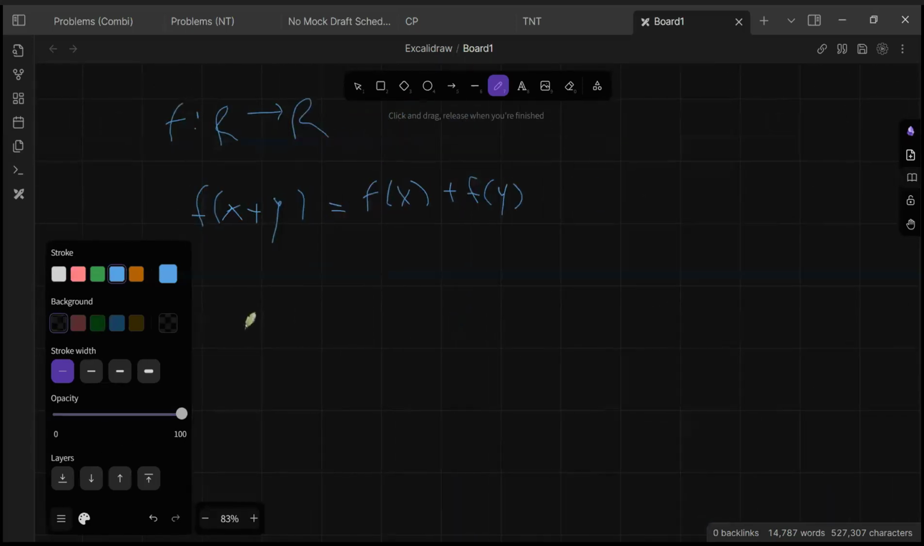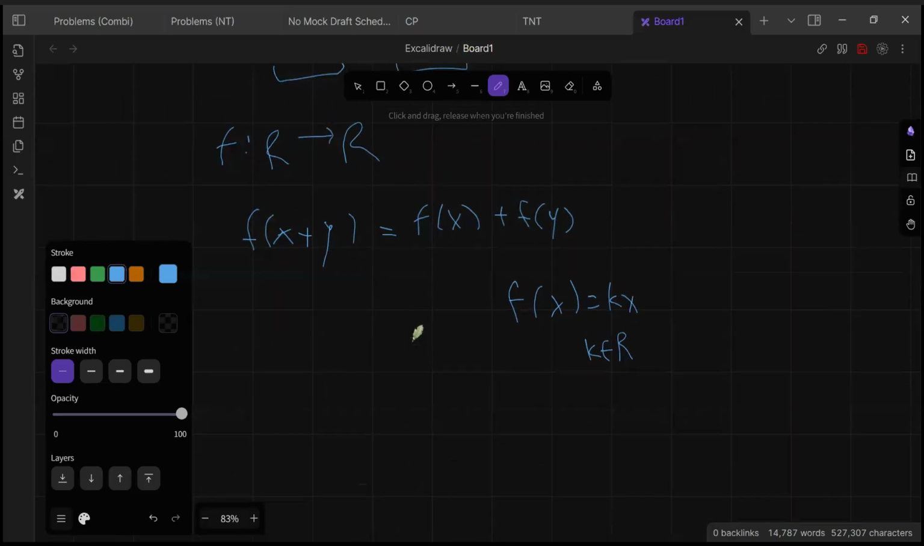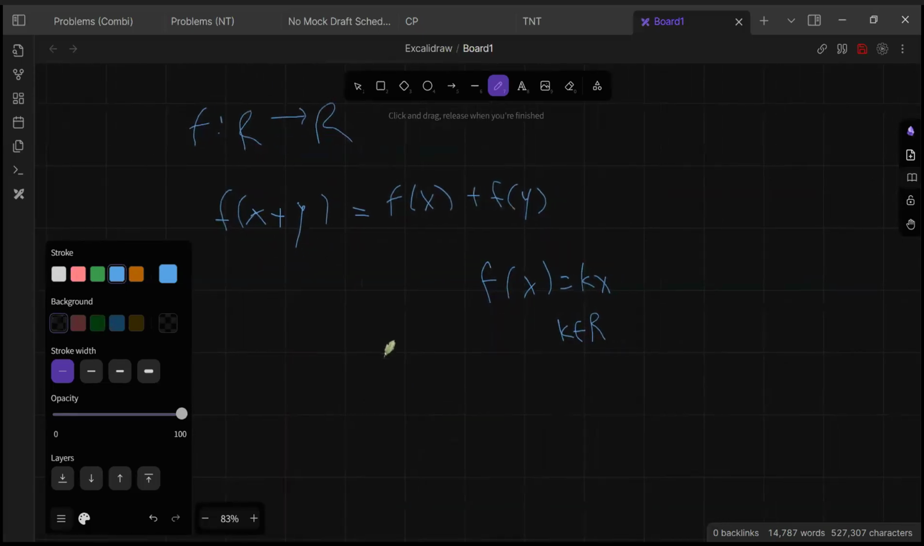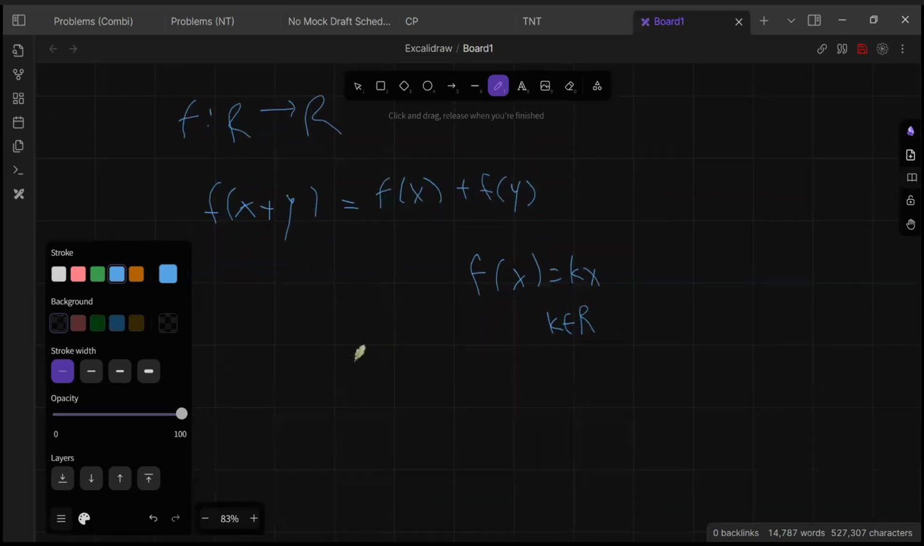Okay. So basically, yeah, that's correct. f of x is kx again works here, for k in reals. But this is only when it's continuous. Yeah, exactly. So f of x is kx still works for k in reals, but it's not the only solution. And I'll try to briefly explain why it's not the only solution.